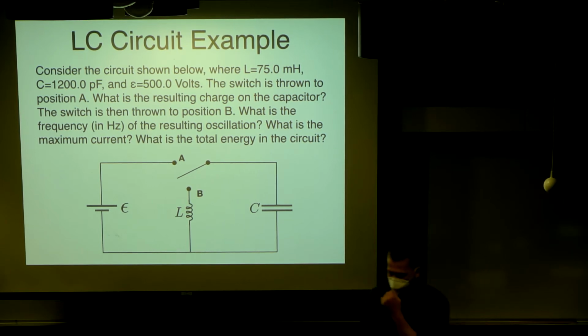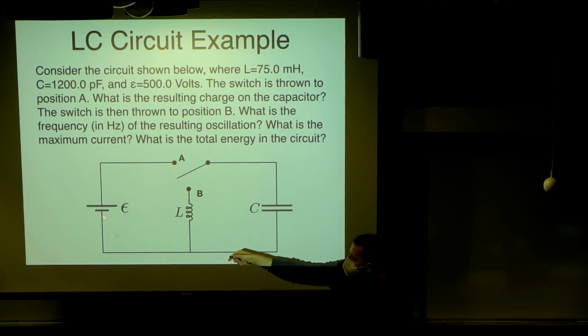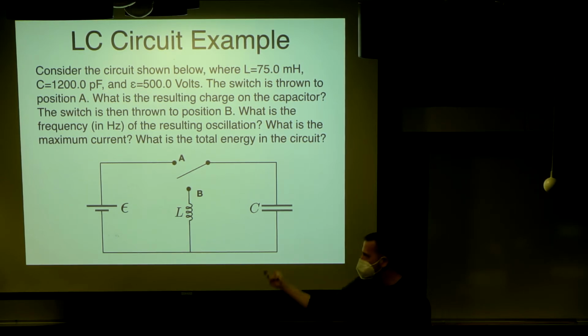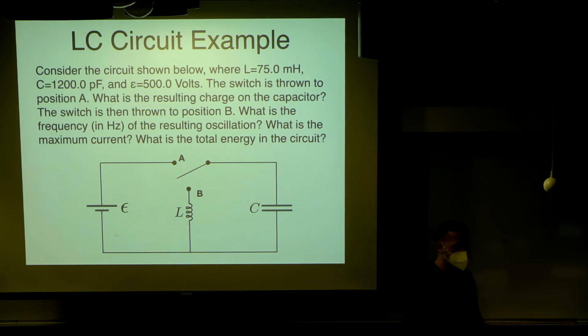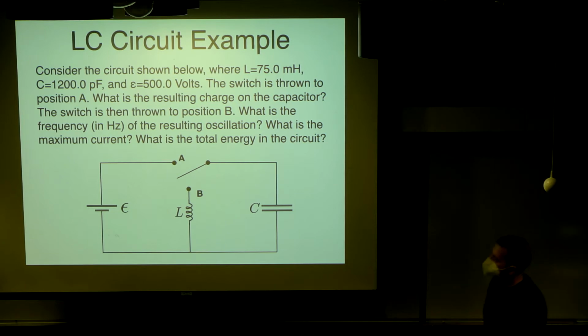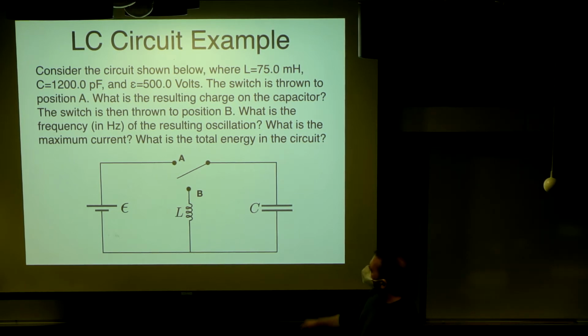And what happens is we're just connecting the battery to the capacitor, but the inductor is left out of this circuit, right? So the first question we'll ask is, what is the resulting charge on the capacitor? We throw the switch to position A, we just charge up the capacitor. So we want to know how much charge we get, okay? Then what we do is we throw the switch to position B.